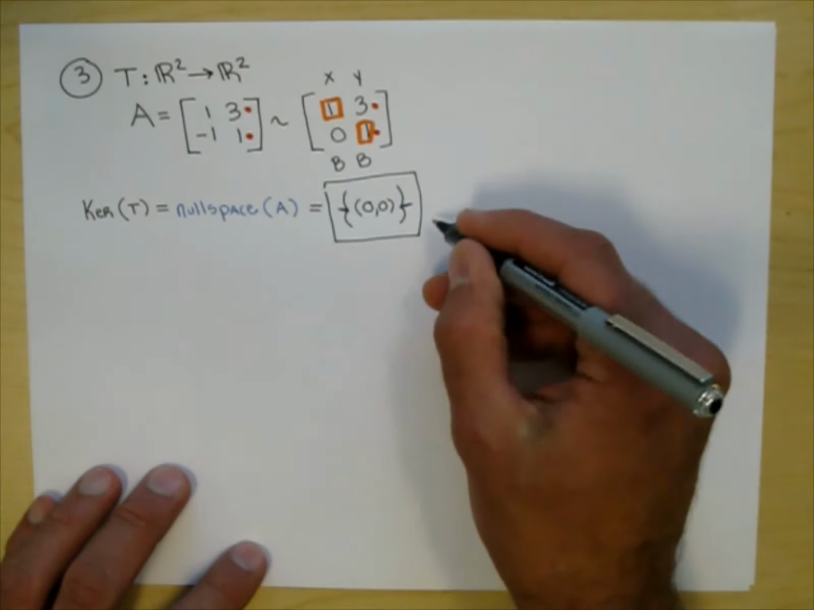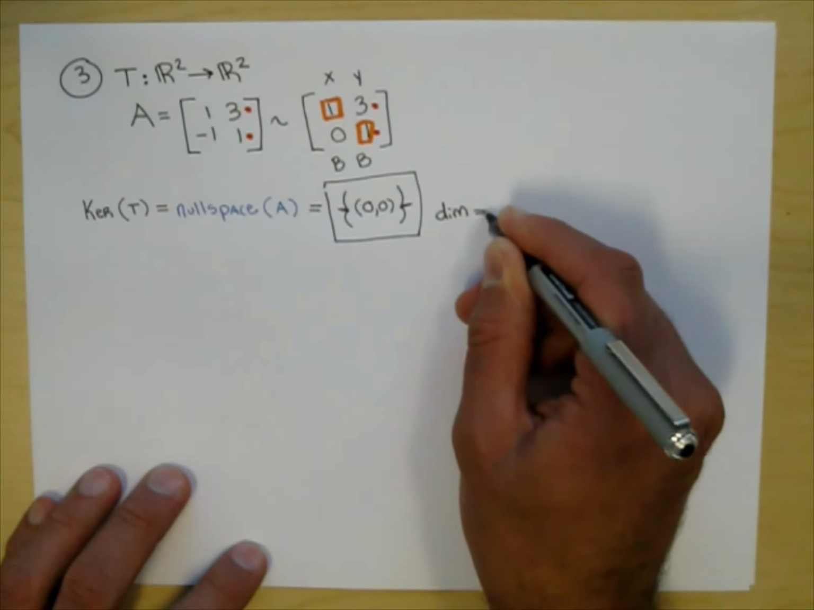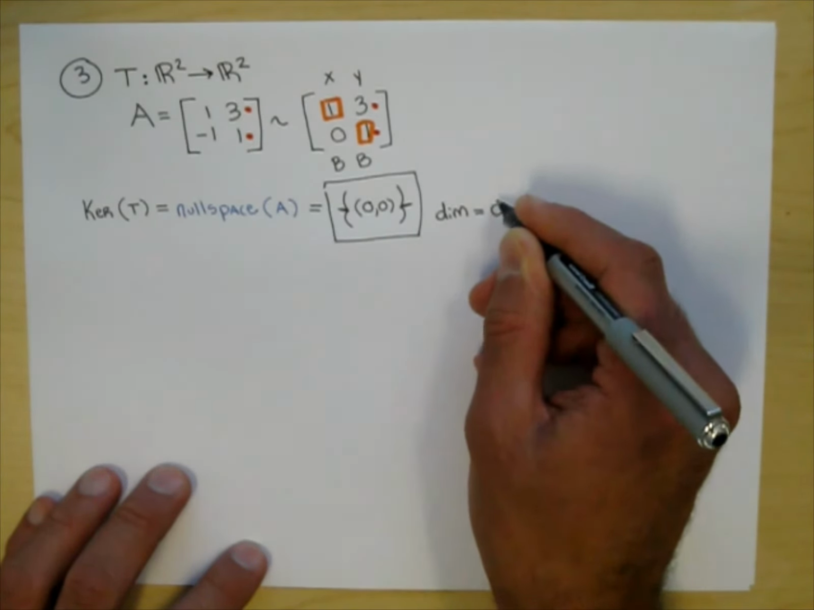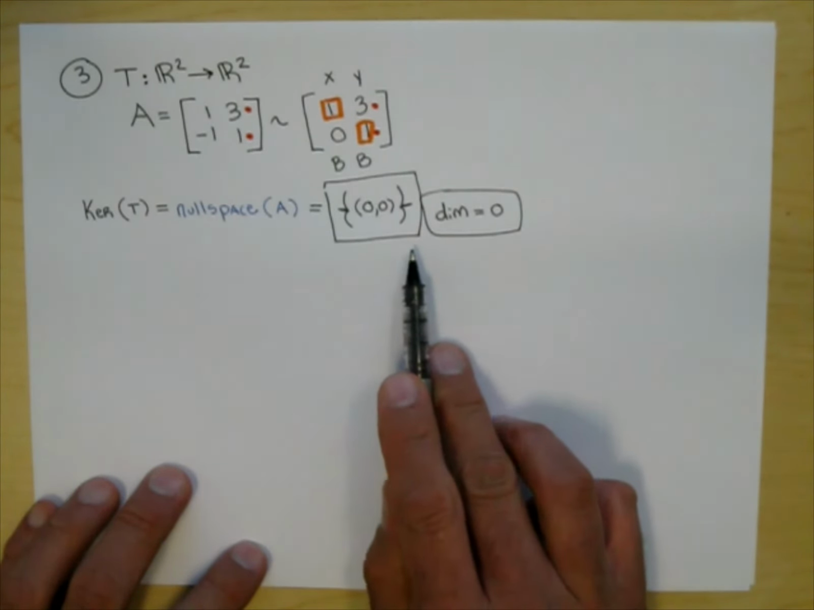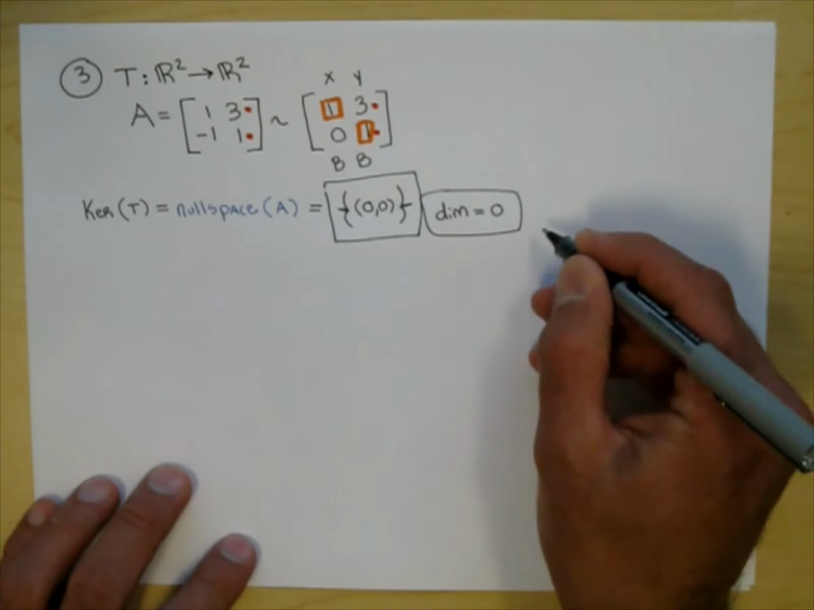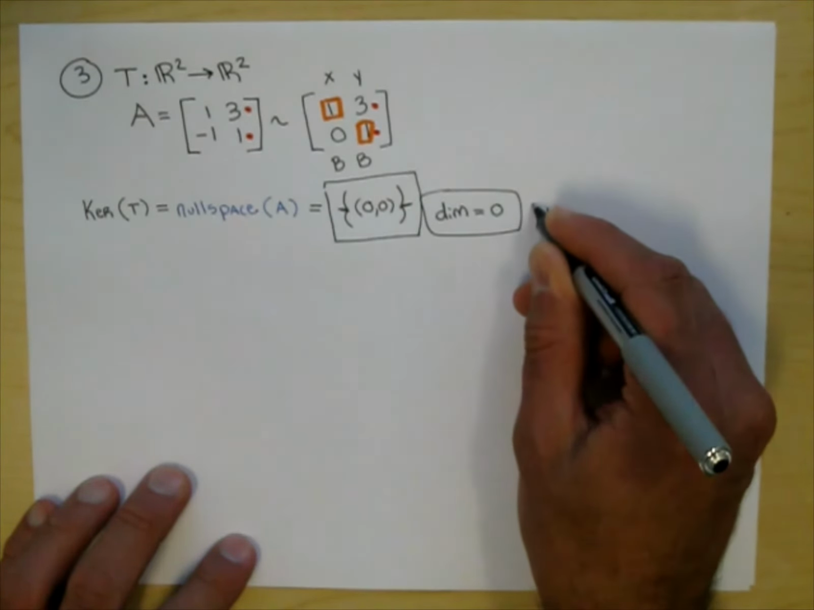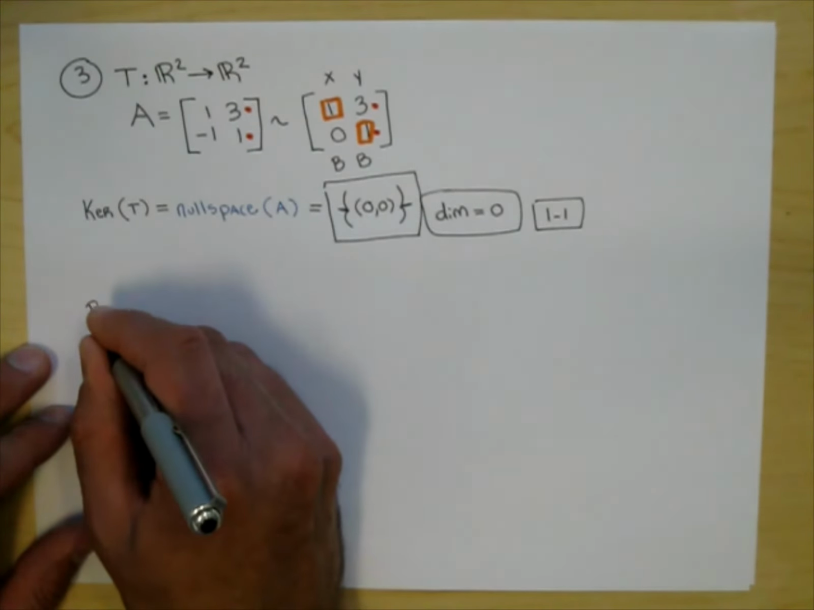What is the dimension of the kernel? Well, it is 0. What does this tell me about either onto or 1-to-1? It tells me that this linear transformation is 1-to-1. Let's go find the range.